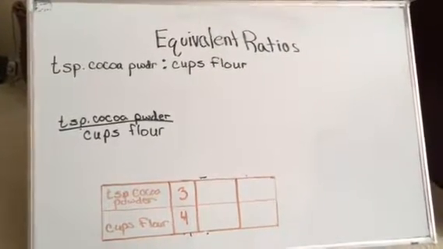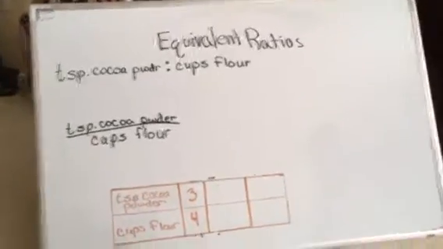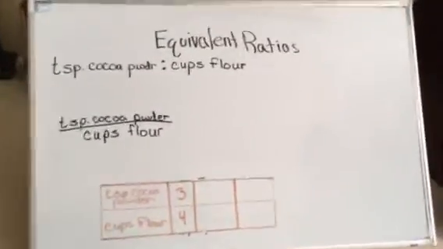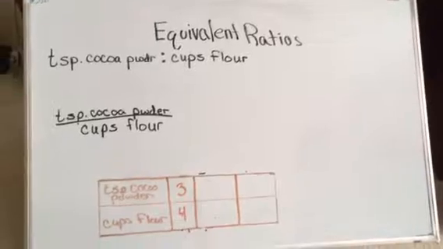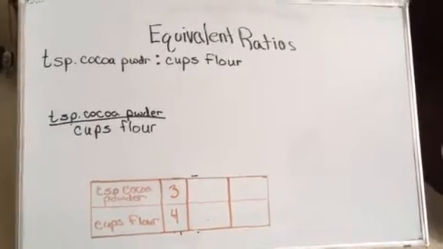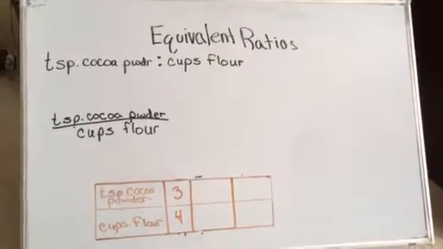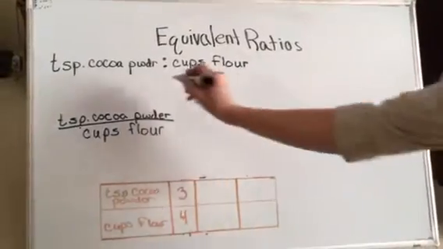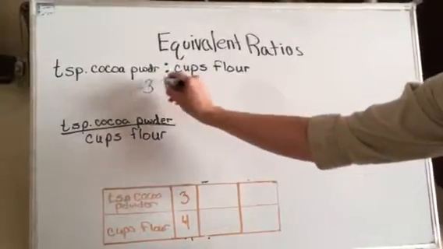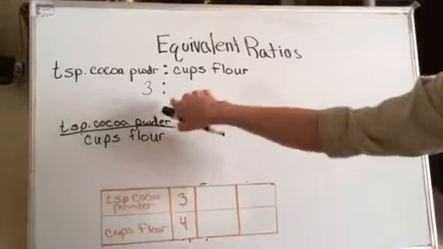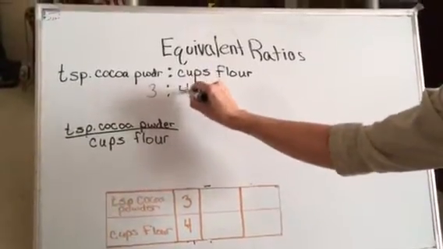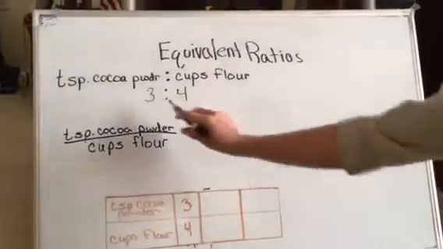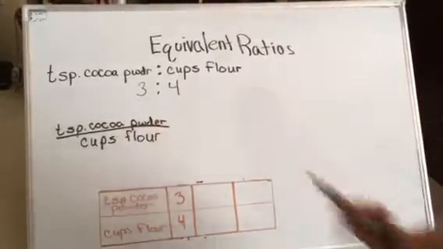Today we're going to talk about equivalent ratios and creating a table of equivalent ratios. Ratios show a relationship between two amounts or quantities. Let's say that I have a recipe that calls for 3 teaspoons of cocoa powder to 4 cups of flour. I can write it this way, 3 to 4.